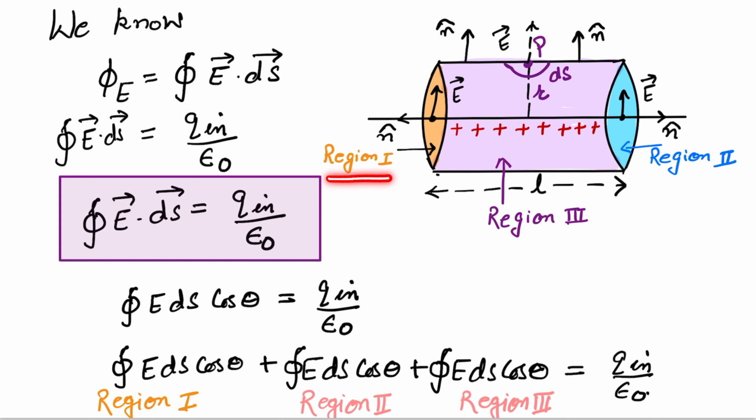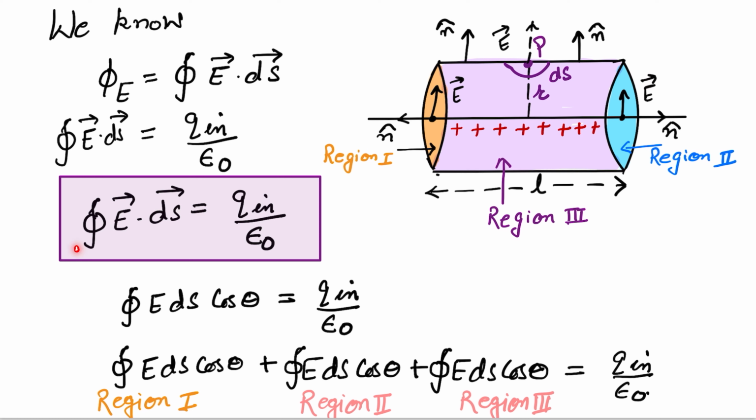The first region is written as region 1. This is this circular zone. The second is region 2. And the third portion, region 3, is the curved portion of the cylinder. We know that the direction of the electric field is perpendicular to the wire. So at this point the electric field is in this direction. For region 1, the electric field is upward. Similarly, for region 2, the electric field is upward, and for region 3, the electric field is upward and outward.